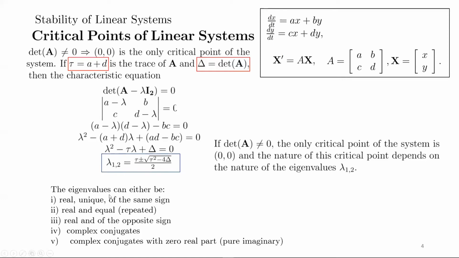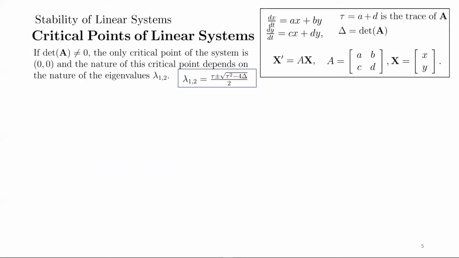We said that the eigenvalues for the critical point at 0, 0 can either be real, unique and of the same sign, real and equal, in other words repeated eigenvalues, or real and of opposite sign. They can be complex conjugates, or complex conjugates with 0 real part, in other words, pure imaginary. Each of these 5 cases gives us different behavior and different stability of the critical point. So let's look at these 5 cases.